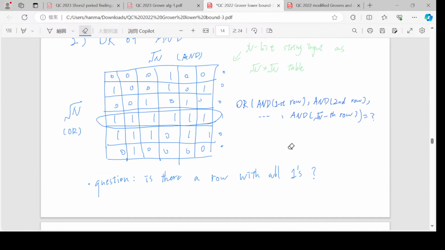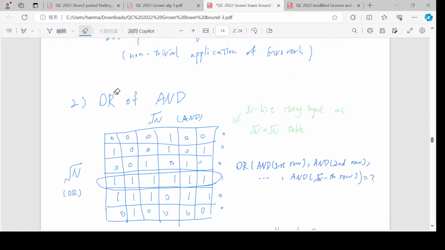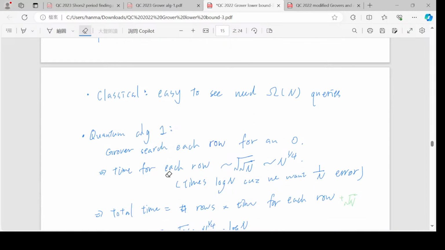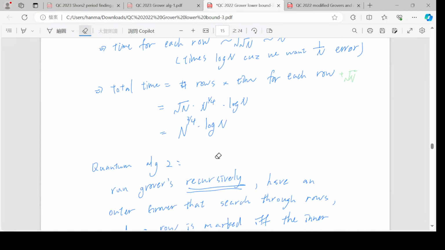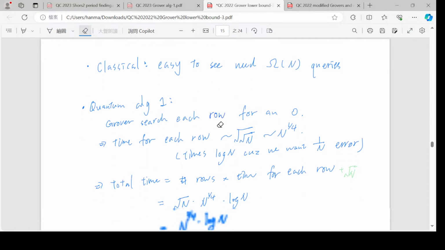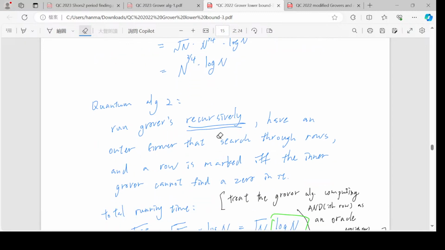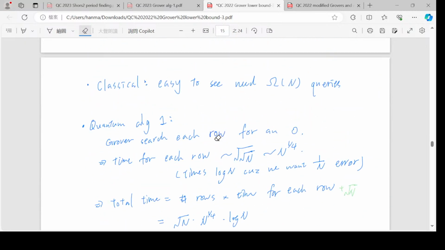When we talk about this question, we're back to query complexity. Your input has this structure, and you want to calculate the OR of AND of it. How many queries do you need to compute it? Classically, it's easy to see that you will need omega of n queries. And quantumly, we show that, okay, so let's jump away from the beta thing.